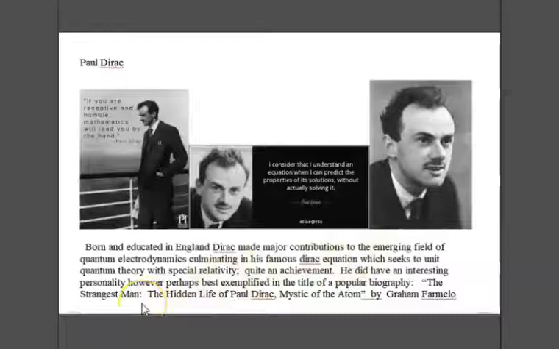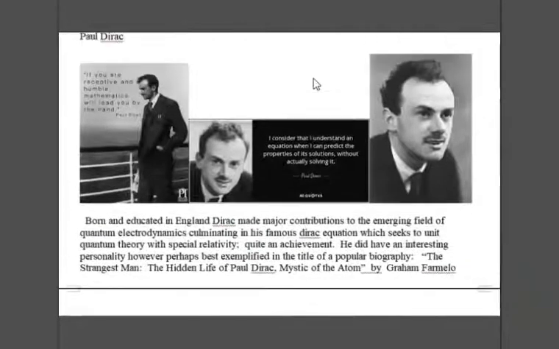It's called The Strangest Man, The Hidden Life of Paul Dirac, Mystic of the Atom by Graham Farmelo. Highly, highly recommended. Dirac was fascinating, one of the most brilliant theoreticians, not at all an experimentalist. He had nothing to do with experiment, but his mind was absolutely incredible. And he was a strange guy.